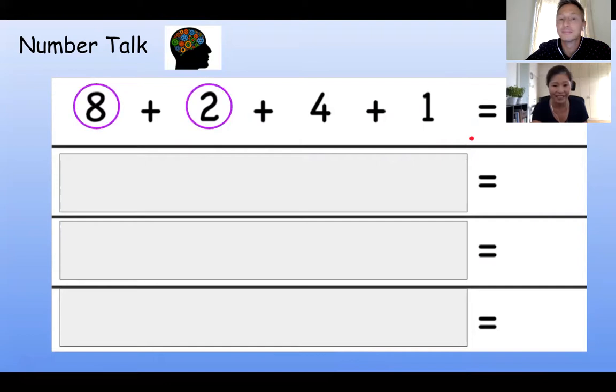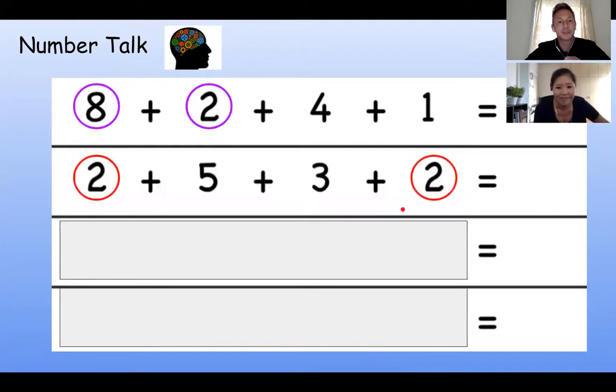What do you have? How did you spot making 10? I know 8 plus 2, boom, that's 10. 4 plus 1, 5, 15 is what I have. Is that what you got? All right, on to the next one. Okay, here we go. So that's a little strategy for you.